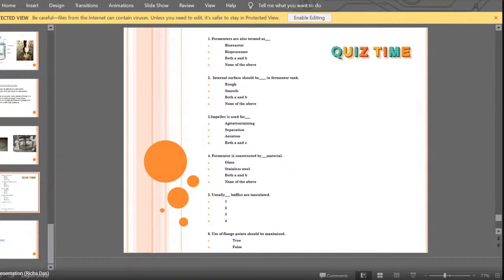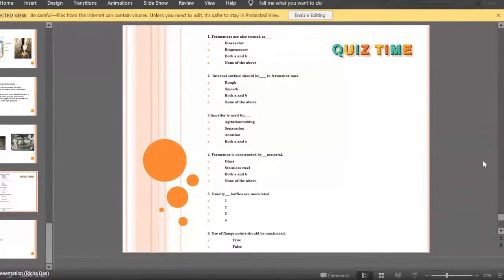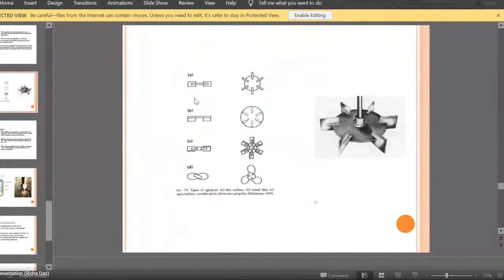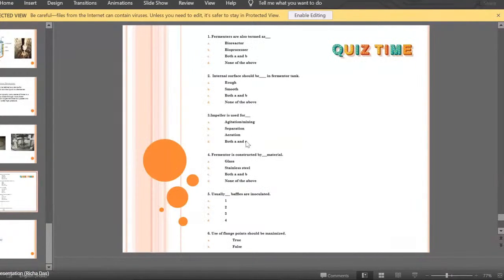Okay. The answer to this question, that impeller is used for dash, is option A, that is agitation and mixing. Let me tell why separation is not the answer, because as we already saw, these are the impellers which are used for mixing, and the other two terms here are separation and aeration. As I said, when mixing is taking place, we are supposed to create a homogenized mixture. We are not supposed to separate anything. So to create a homogenized mixture, agitation is important, that is mixing is important.